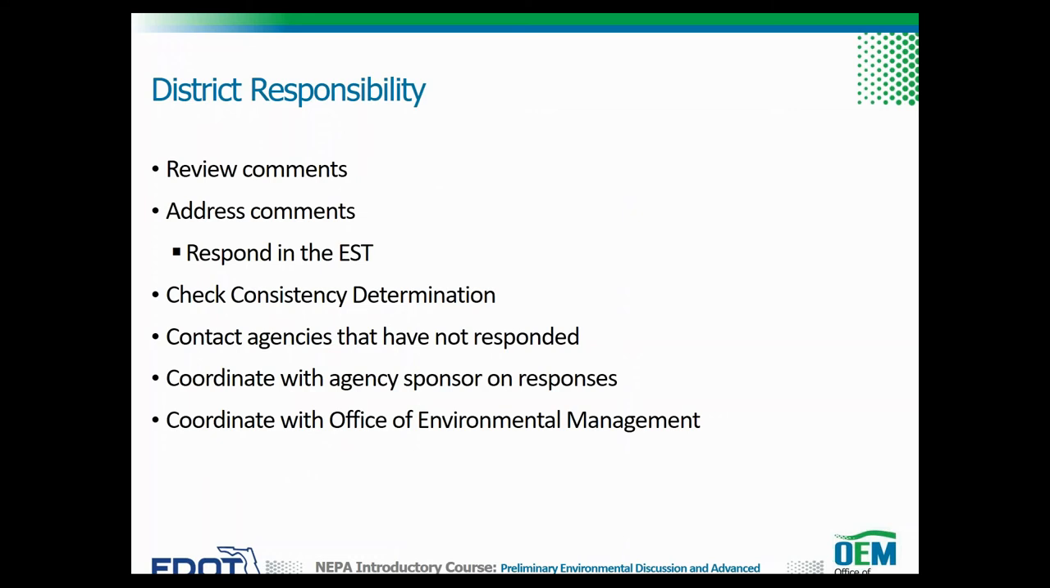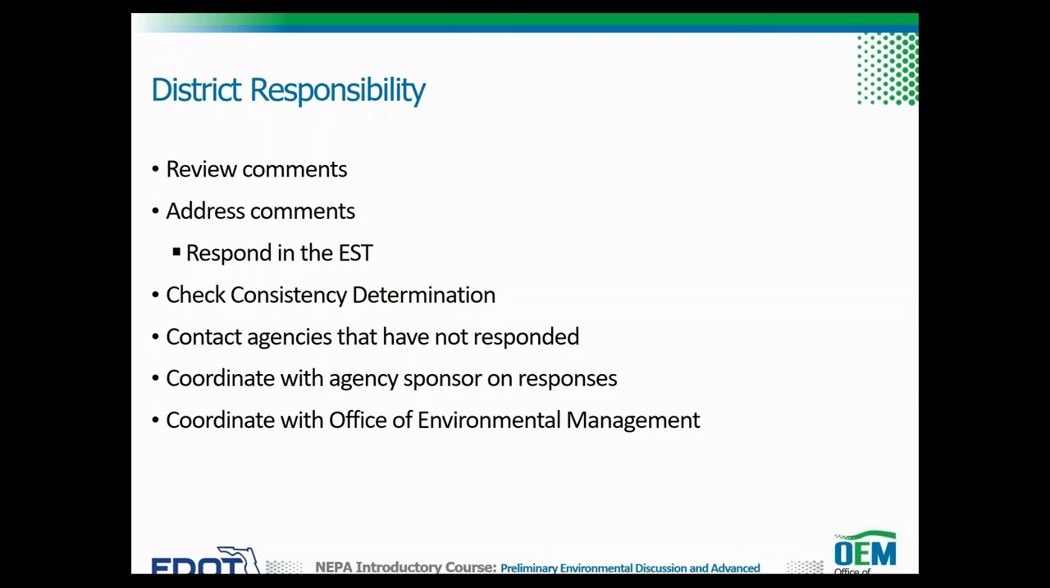After the ETDM screening or initiation of the AN on its own, it is the district's responsibility to review comments on the AN and address them by responding in the EST. The district is responsible for checking consistency determination and initiating the ETDM issue resolution process if warranted. Agencies failing to respond by the end of the review period, but which have jurisdiction by law or are anticipated to have an interest in the proposed action, may be contacted at the district's discretion to solicit their comments.